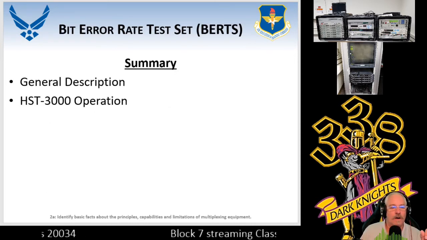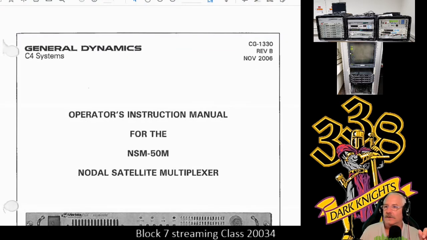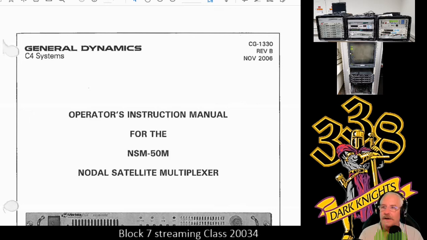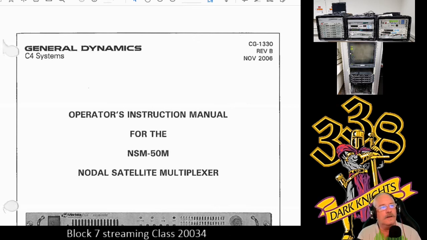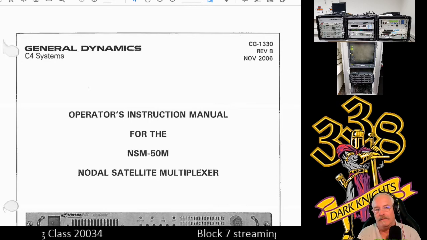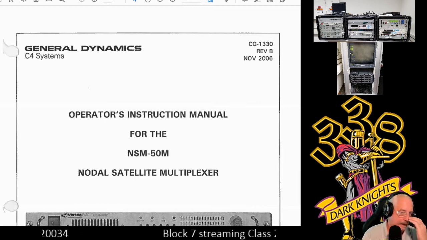We've gone over all the information we need to go over until we get to this one. So everybody pull up your operator's instruction manual for the NSM, Nodal Satellite Multiplexer. I think it is considered the 31R2-2 TSC 179-2 extract, the NSM50 operator's manual PDF file. I'll wait till you guys get to it and pull it up.